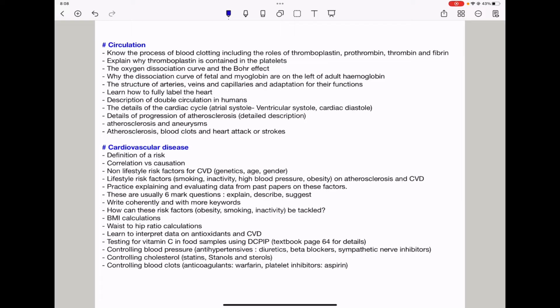They could ask about diuretics, beta blockers, sympathetic nerve inhibitors, and so on. You also need to learn how to control cholesterol using statins, stenols, as well as sterols. And lastly, controlling blood clots using anticoagulants like warfarin as well as inhibitors like aspirin.